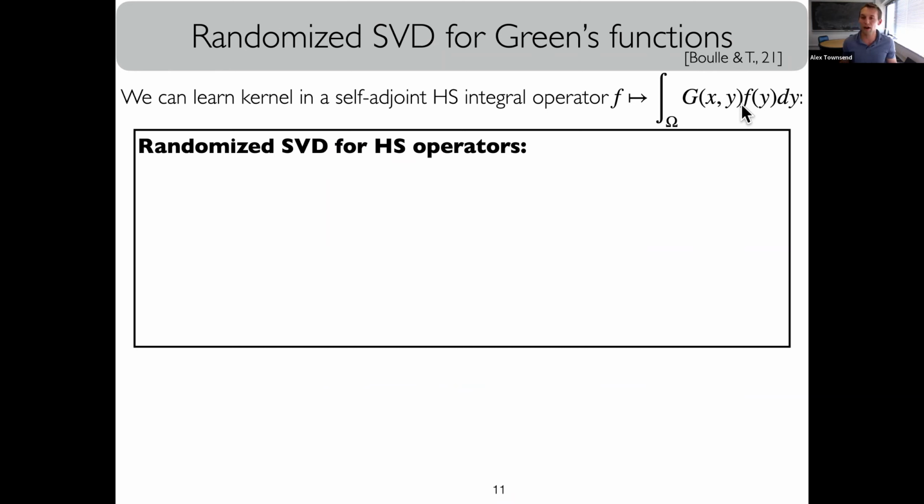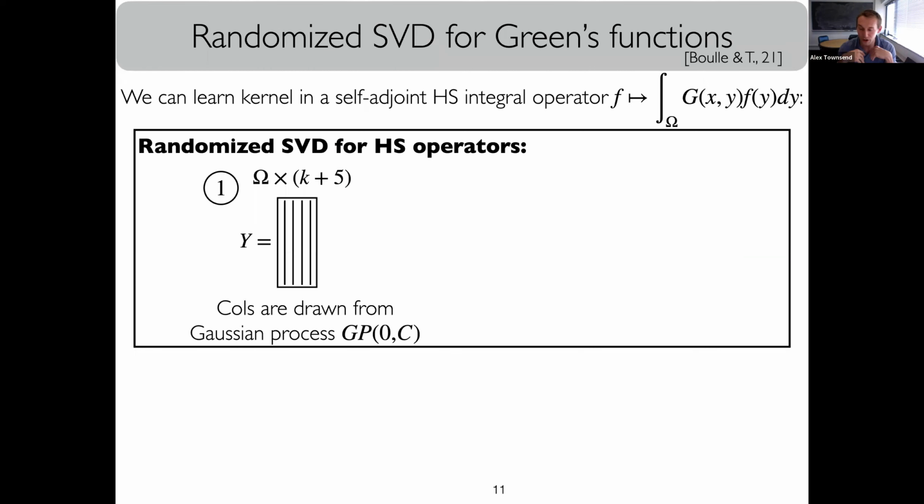And what is the randomized SVD for an integral operator? This is how we're going to find our solution operator, right? You give me some random functions, like y, and the continuous analog of a multivariable Gaussian distribution is a Gaussian process. Okay, so that's what generates a function now. If you sample these functions on a grid, you get a multivariable Gaussian distribution.